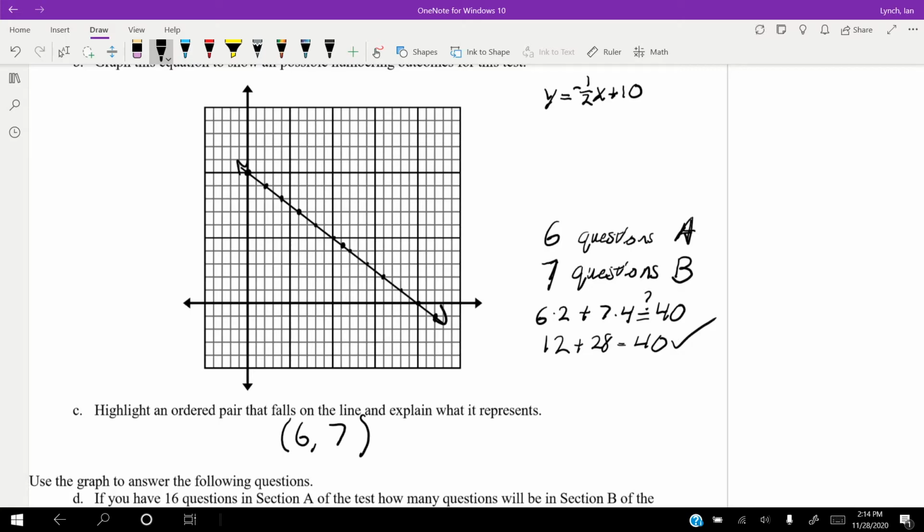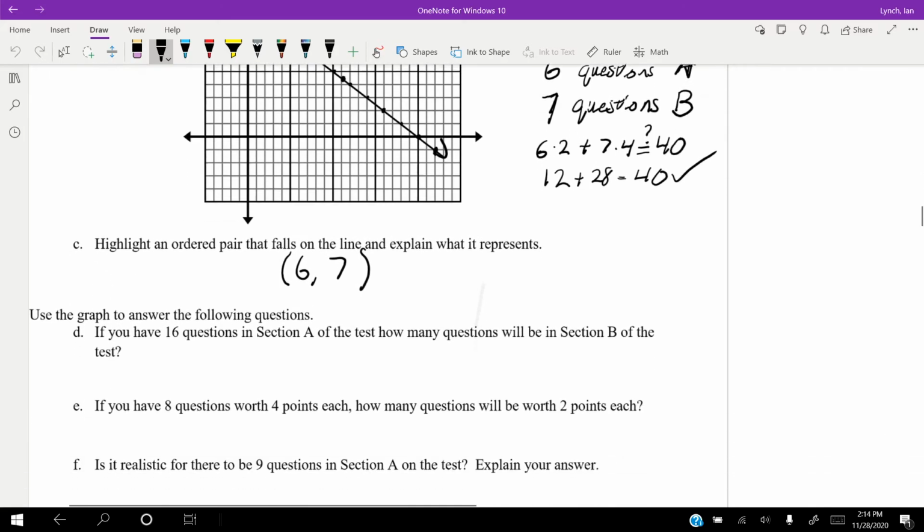11 and 4.5. Can I have 4.5 questions? Like halfway through asking you a question, you only get 1 point for it? No, that's dumb. All right, that can't happen. So each of these points is a solution. The line's there because you guys need graphing practice, and I don't understand why the line is there. It literally bugs me that they do this so often.